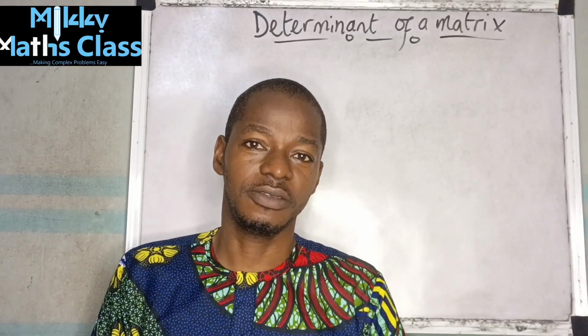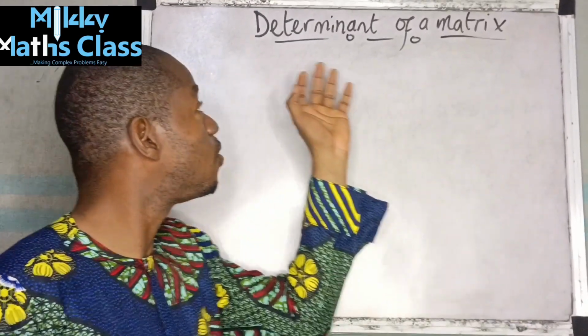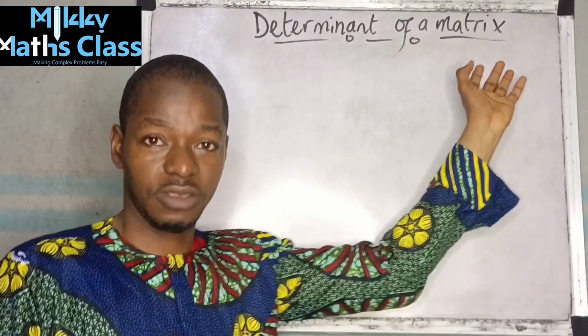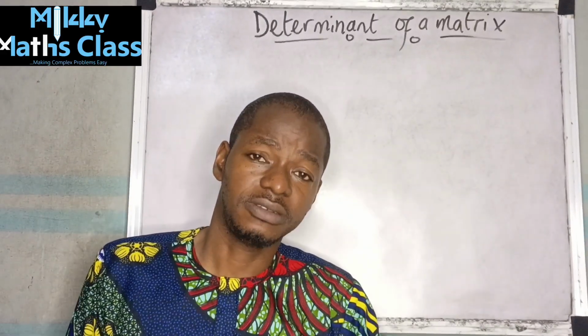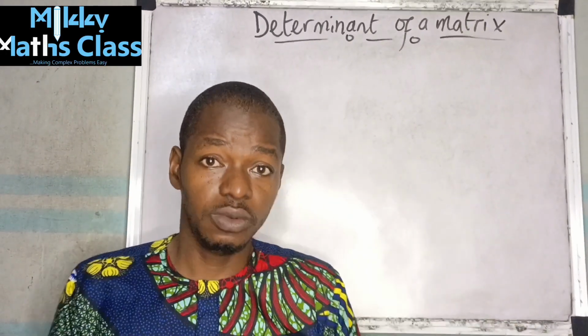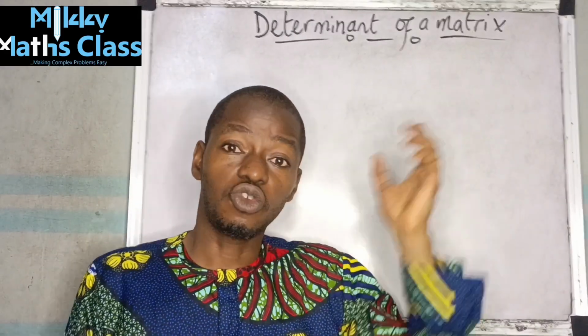Complex problems look easy. Come along, what do we have? We have what we call the determinant of a matrix. Now, the determinant of a matrix is the scalar value you get by using a square matrix.